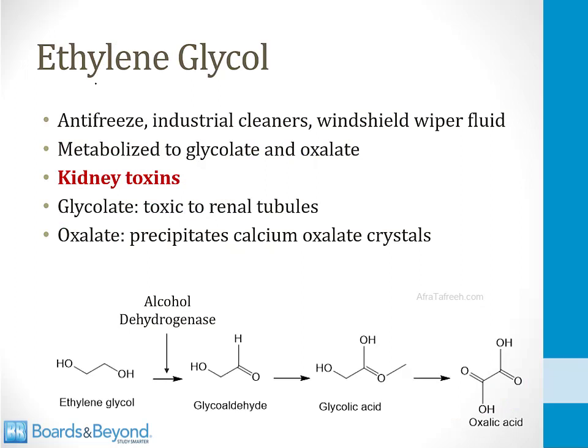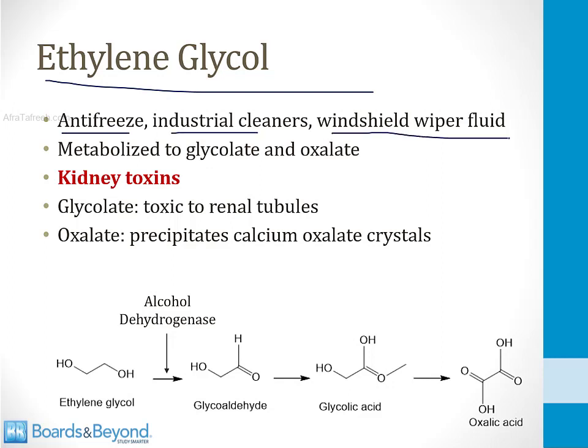Our next cause of anion gap metabolic acidosis is ethylene glycol, and I discussed this one right after methanol because ethylene glycol is found in a lot of the same places as methanol. You can find ethylene glycol in antifreeze, industrial cleaners, and windshield wiper fluid just like you can methanol. Ethylene glycol is metabolized into the acids glycolate and oxalate. I've shown this at the bottom of the screen. It is metabolized by alcohol dehydrogenase just like methanol, and we'll talk in a minute about how some of the same treatments that inhibit alcohol dehydrogenase for methanol can be used in treatment of ethylene glycol.